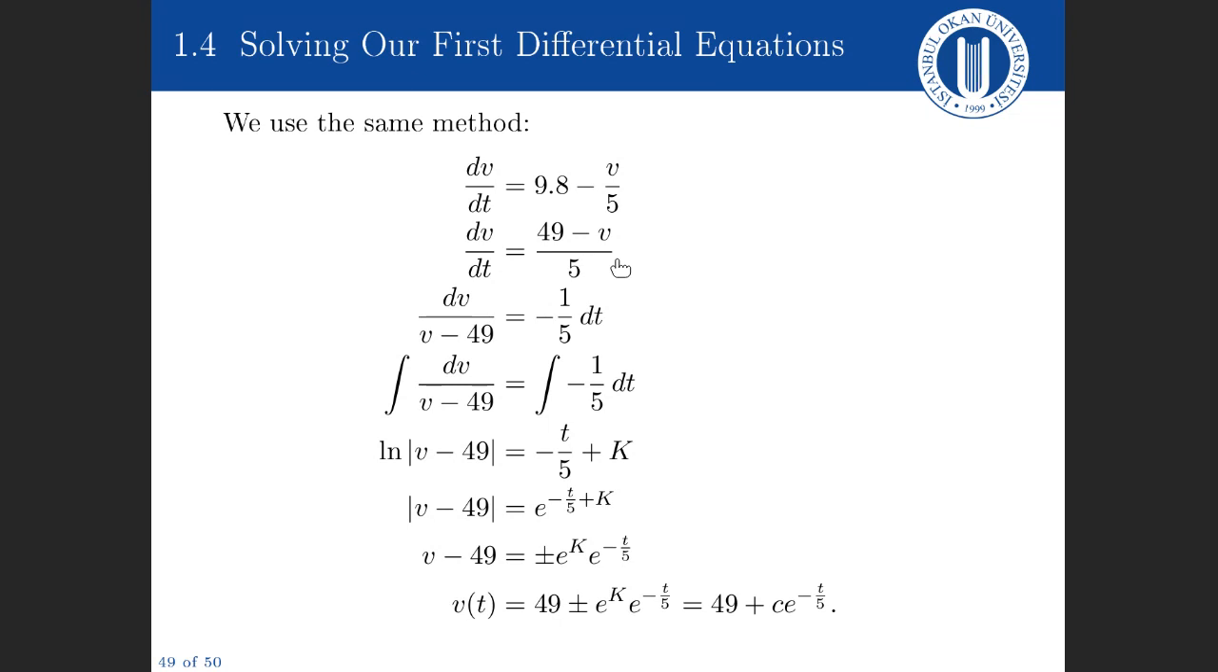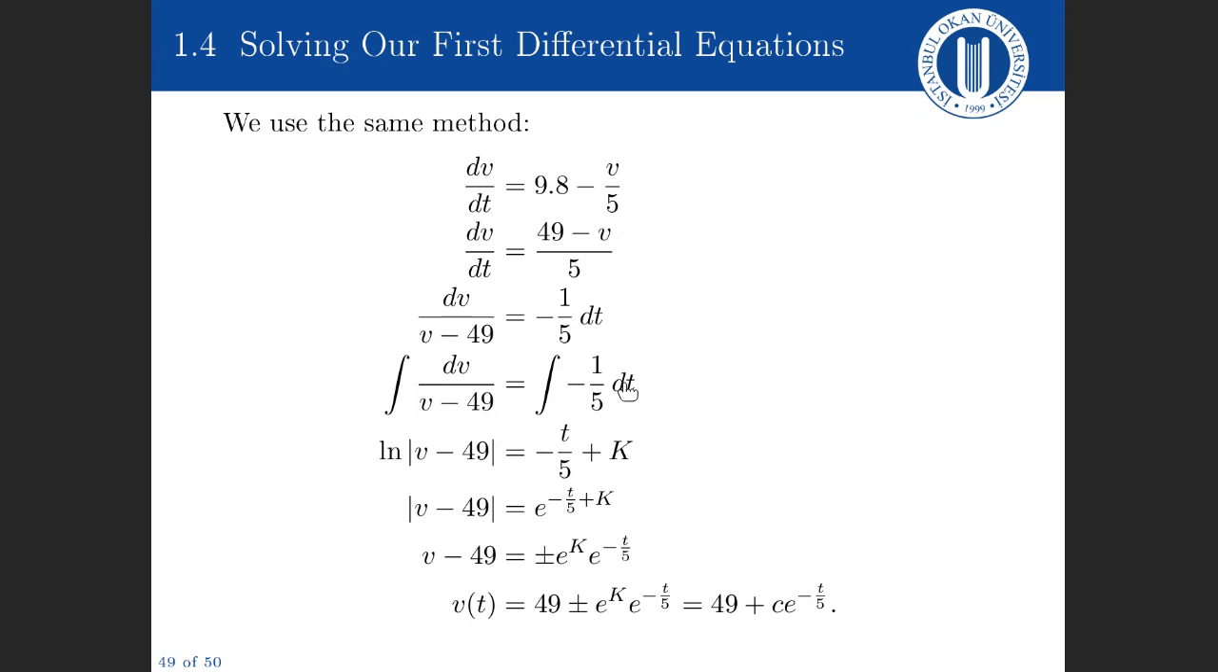And I want to start rearranging this equation. So first I'm writing this as 49 minus v over 5, because 49 divided by 5 is equal to 9.8. And then I want to separate the variables. I want to move all of the v terms to the left, and I want to move all of the t terms to the right. I'm choosing to keep a minus sign on the right. You'll see why soon. I'm taking v minus 49 to the left, and I'm bringing dt to the right-hand side. So I have all of the v terms on the left and all of the t terms on the right.